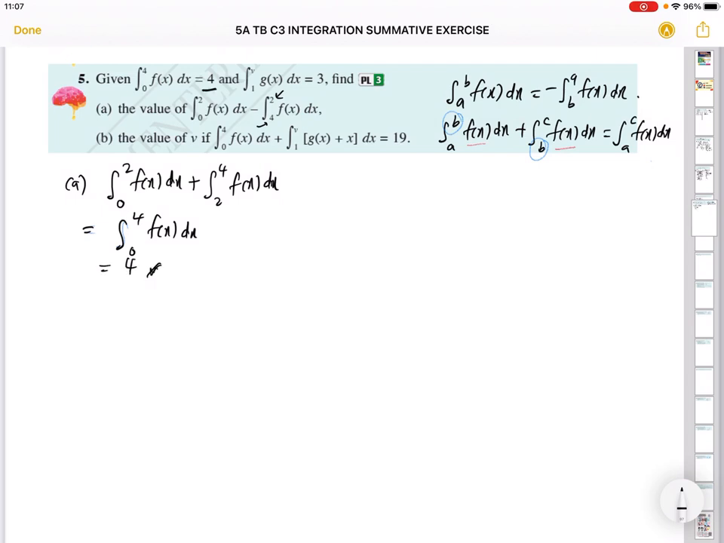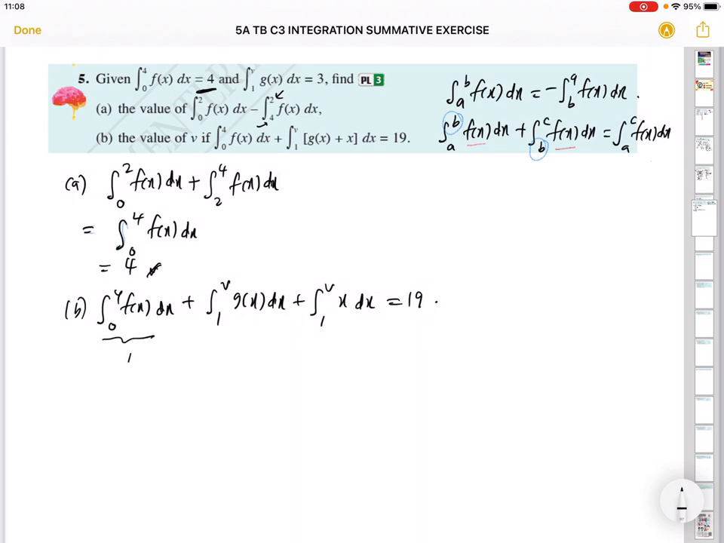Okay, next, find the value of v if the integration of 0 to 4 fx dx plus 1 to v gx plus x dx equals 19. Now, we need to separate this. 0 to 4 fx dx is not a problem because I already have it over here, it is 4. This is 1 to v gx dx plus 1 to v x dx. The result is 19. So this value is 4.